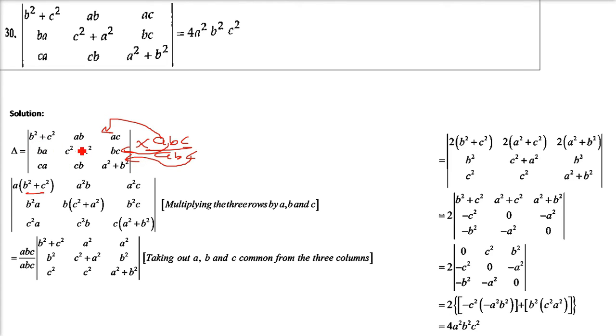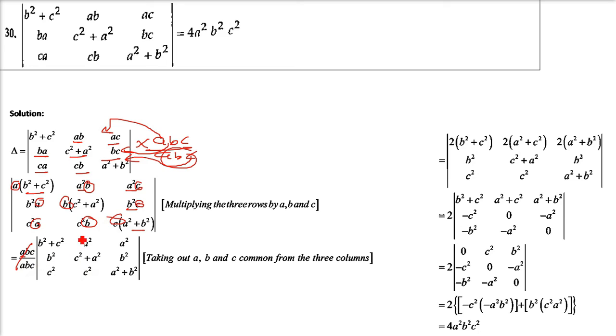So A into first row, so A, everywhere A is there. So A square you got. Now multiplying with B with the second row, you got B square A, B, C square plus A square and B square C. Now multiplying C with the third row, C square A, C square B, C, A square plus B square. You got that? Now since we already have ABC in the denominator, I am taking now A from the column, first column, B from the second column, C from the third column. Right? We are taking ABC common here.